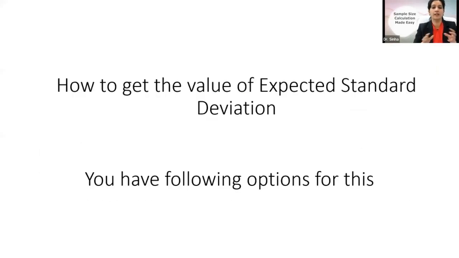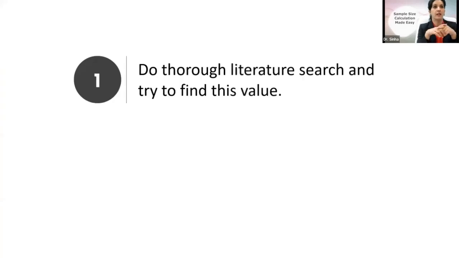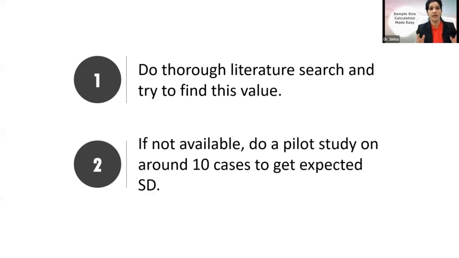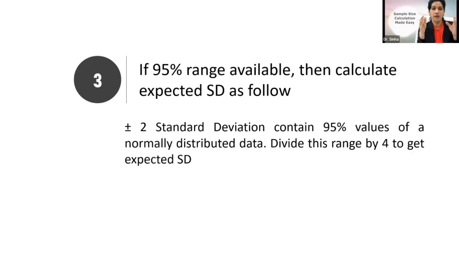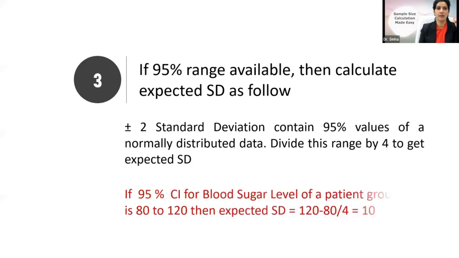And then how to get the value of expected standard deviation. Many times you will have this expected standard deviation in your literature while you are doing the literature review. But if you cannot find it, the first thing is to do a thorough literature search. If you don't find it, then do a pilot study with around 10 cases to get that expected SD. Even if you cannot do that, if the 95% range is available, then you can calculate it, because plus minus 2 standard deviations contain 95% of the values. So if you divide this difference by 4, you get the expected standard deviation.